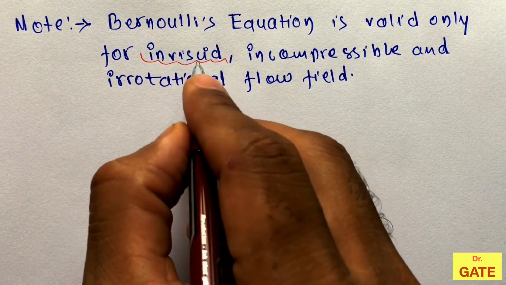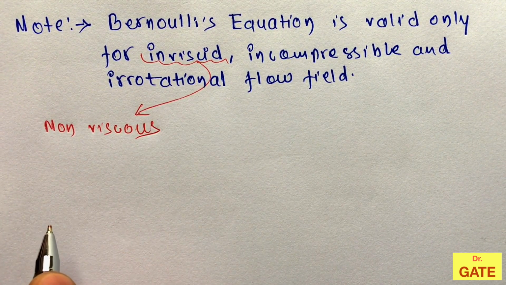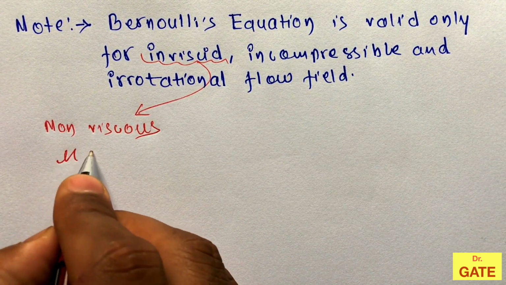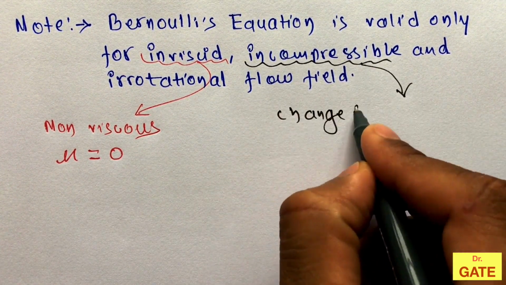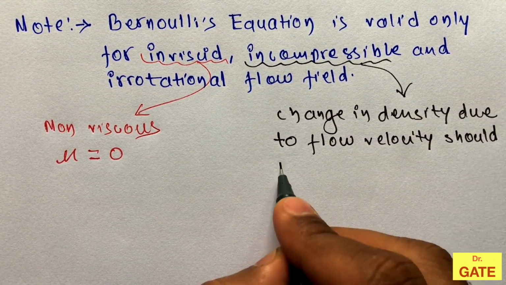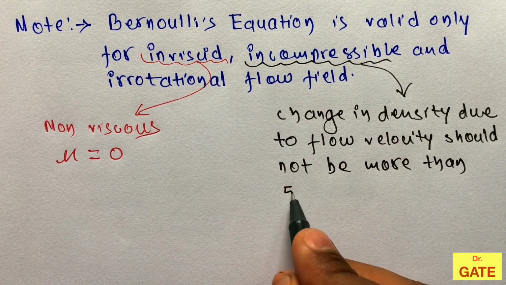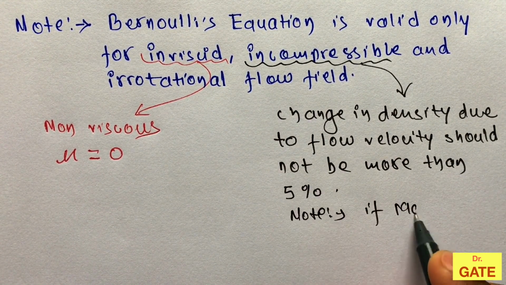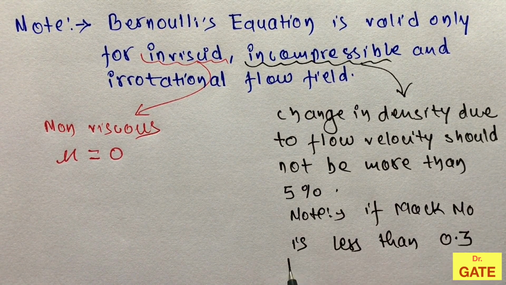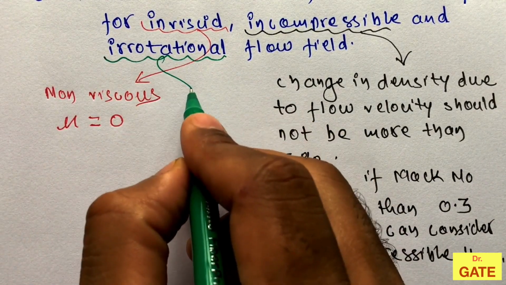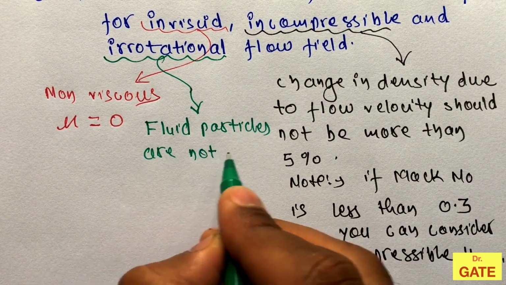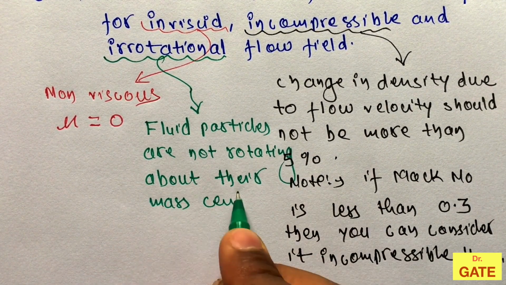What is inviscid flow? Non-viscous flow is inviscid flow. Viscosity must be 0. And what is incompressible flow? Change in density due to flow velocity should not be more than 5%. One should note, if Mach number is less than 0.3, then you can consider it incompressible flow. And what is irrotational flow? Fluid particles are not rotating about their mass centers.